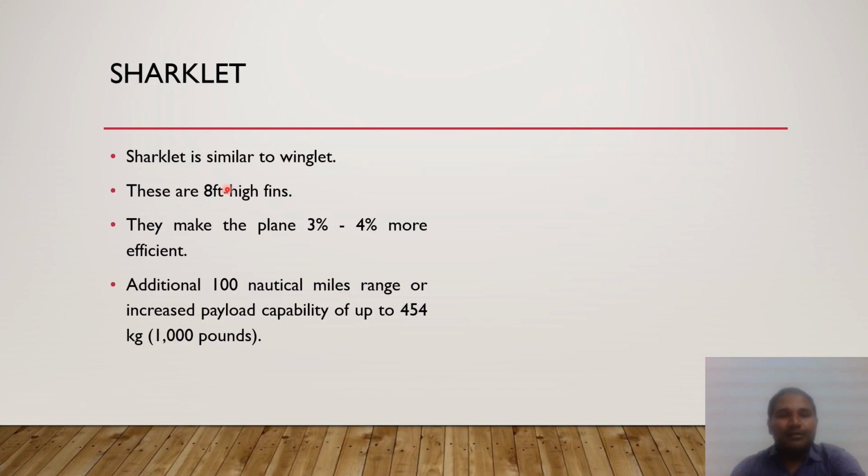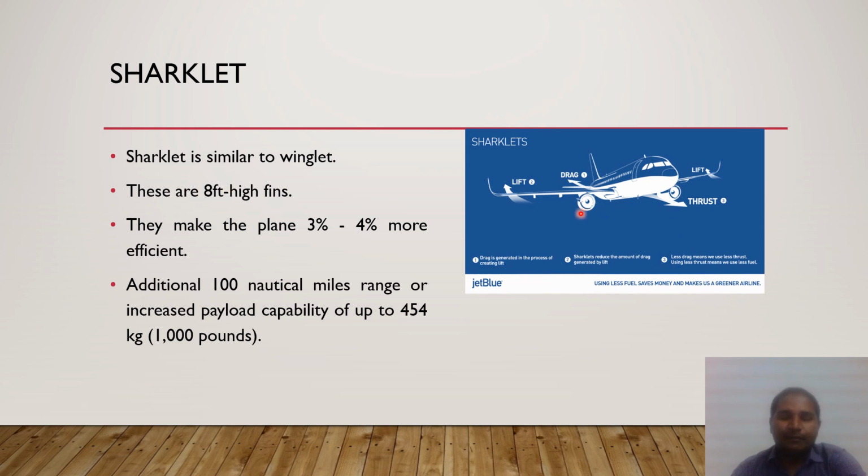Sharklet is a concept very similar to winglet. The only difference between sharklet and winglet is that winglet you can see on Boeing aircraft, and sharklet you can see on the Airbus aircraft. When you see this picture of Airbus 320, at the tip of the wings you can see the sharklet, which is 8 feet high, on both sides of the wing. So this also will help you to reduce the drag on the wing surfaces, and will help you to increase the performance of the aircraft by 3 to 4%, which is very close to the winglet.